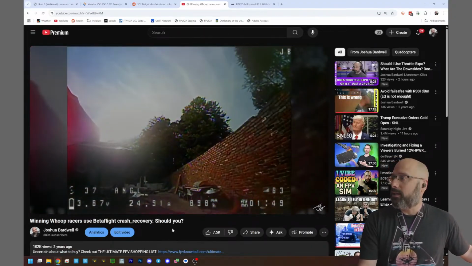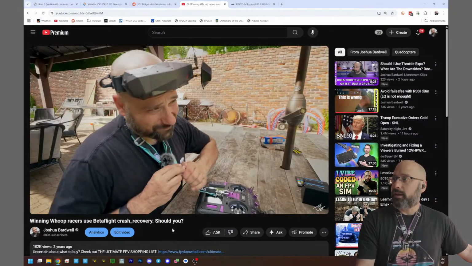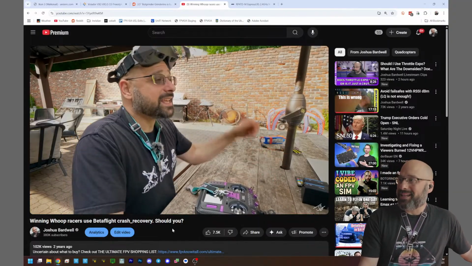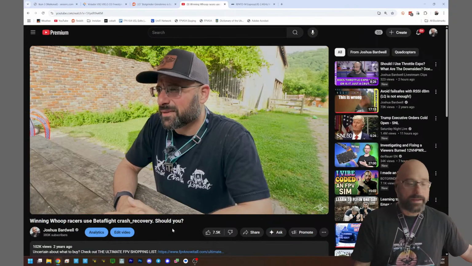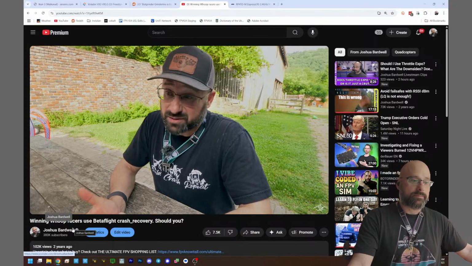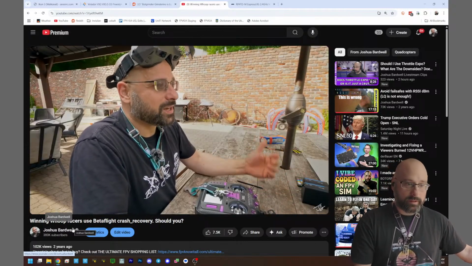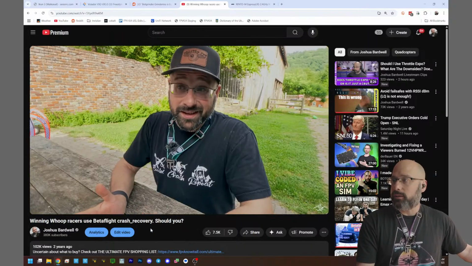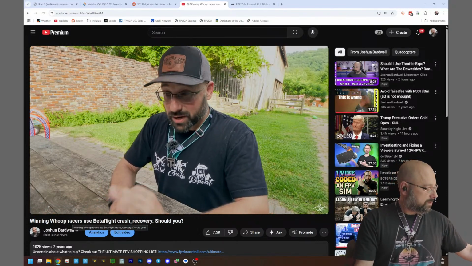And what crash recovery does is, when you're starting to crash, Betaflight goes, look at that guy. Oh, he's talking to himself. I did a little sketch on this one, I forgot about that. When the Betaflight detects that the quad seems like it's crashing, it makes it level out and recover itself. The problem with crash recovery is that if it triggers itself when you weren't crashing, then it can be super annoying. So not everybody uses it, but it's worth looking into, and you should check out this video. Winning whoop racers use Betaflight crash recovery, should you? And see if you think you want to be using it.